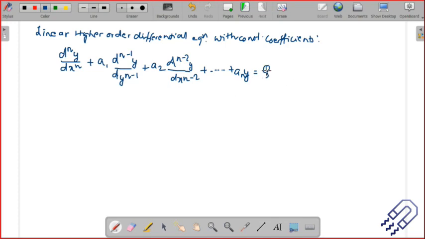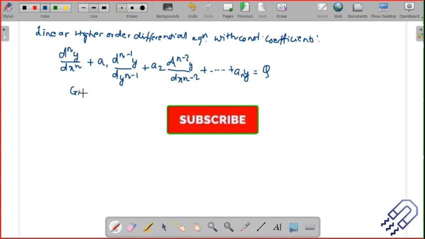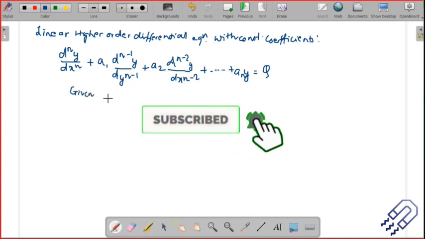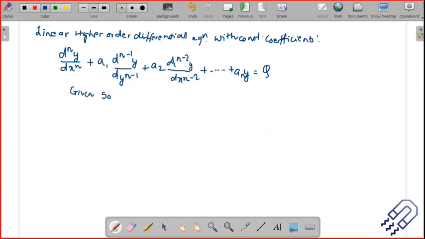So this is equal to Q. So you can have some value on this side. If I want to find the solution of such an equation, I'm just giving you the general form. If you know the technique, you can use it and find the solution.